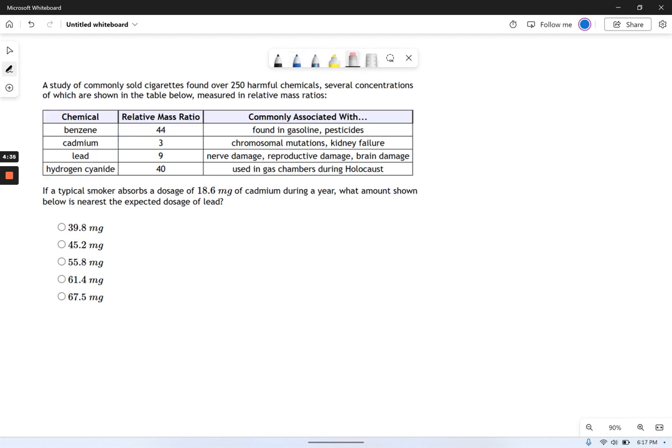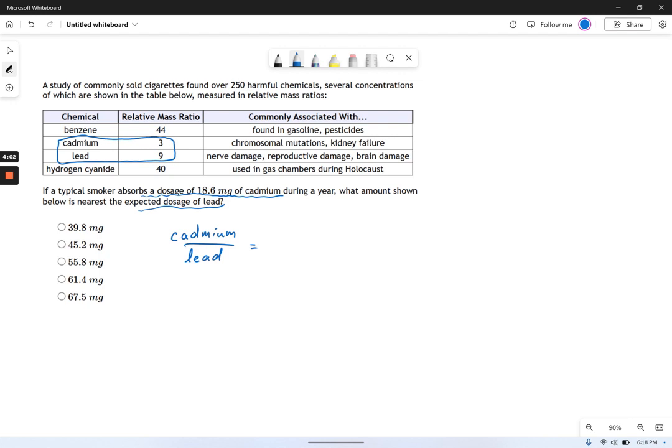They're kind of nasty. So the question is, hey, look, if a typical smoker gets a dosage of this much cadmium during the year, then how much would you expect them to get of lead? And the way we're going to relate those two together is using this table and setting up a ratio between these two chemicals in particular, cadmium and lead. So watch what I'm going to do. I'm going to say my ratio equals cadmium over lead.